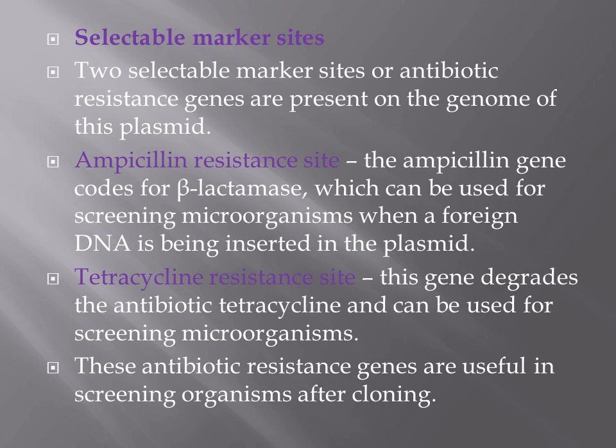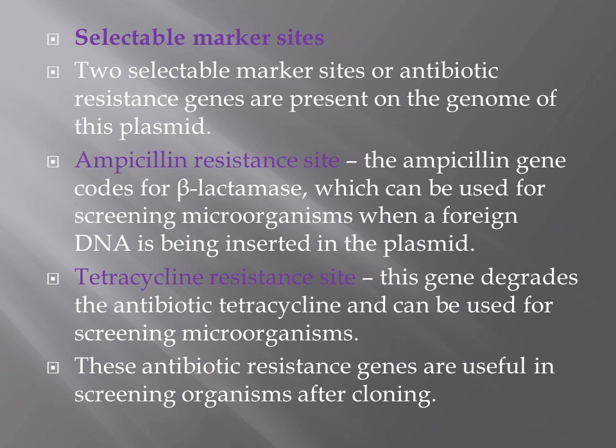So coming to the selectable markers which are specifically present in pBR322, we have discussed the ampicillin resistant gene site and the tetracycline resistant site. The ampicillin gene codes for beta lactamase, which can be used for screening microorganisms when a foreign DNA is inserted into a plasmid.